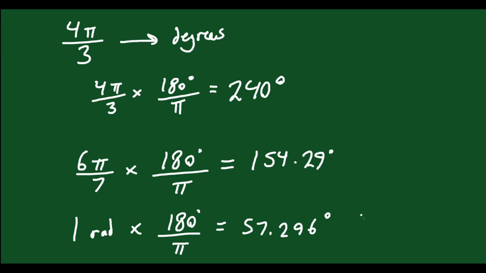You could probably round that to whatever you want. Maybe 57.3 degrees or something. But the point is, you don't have to have a pi in your radian measurement. It's just common that you do, okay?